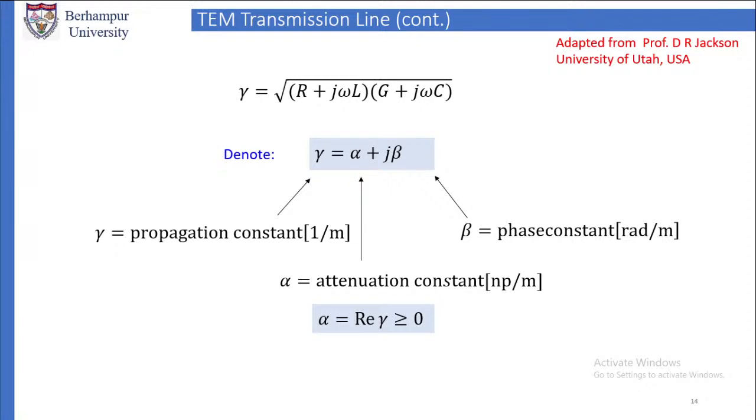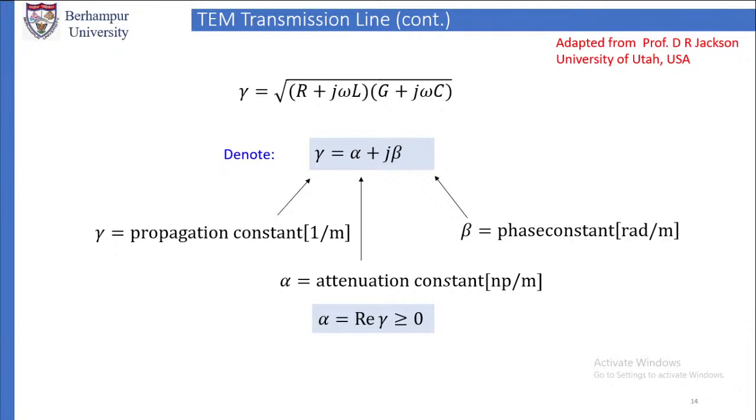Now alpha is the real part of gamma. So alpha is always greater than or equal to 0. Why it is called attenuation constant will be clear later. As you know, we decided V. What is V? V is equal to A into exponential minus gamma z.